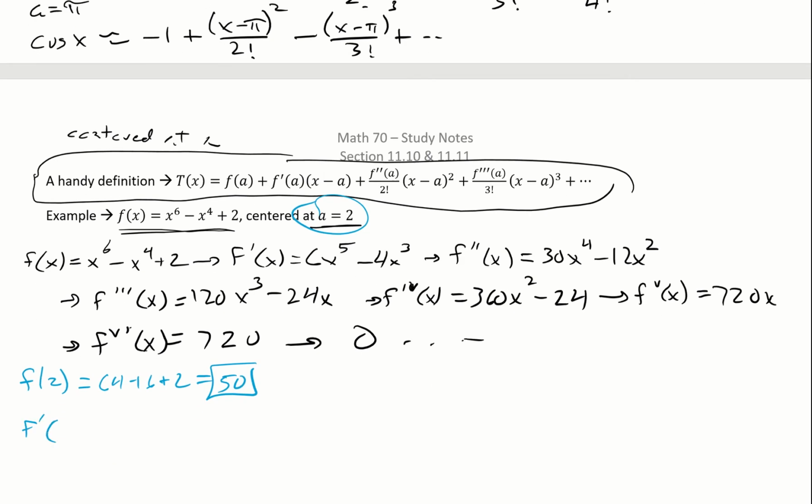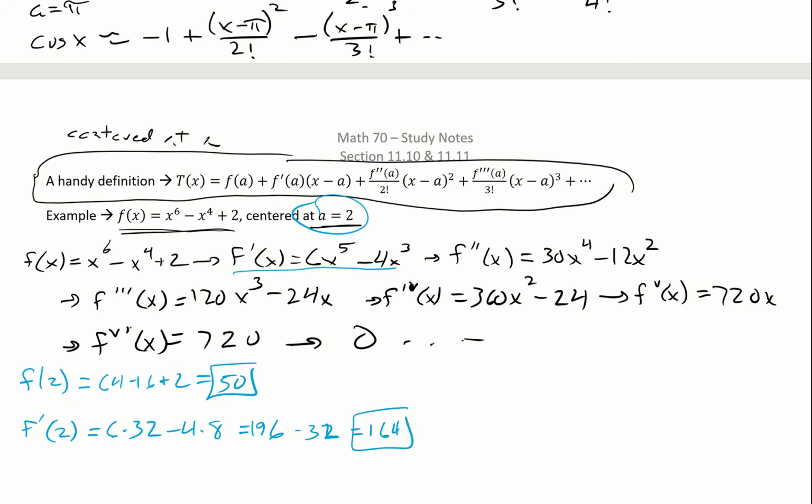F prime of 2 is looking for F prime. There it is. It's 32. It's 6 times 32. I know the powers of 2 pretty well. Minus 4 times 8. So whatever that turns out to be, 180, 196, I think, minus 32. So we're getting 164. Okay.